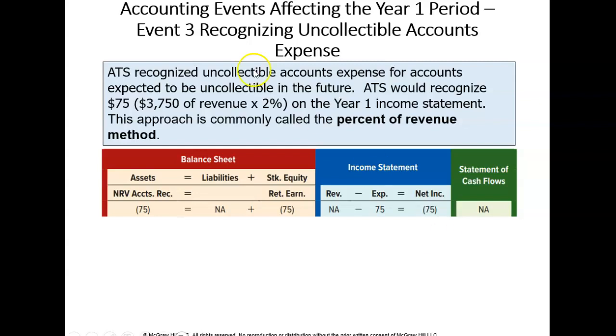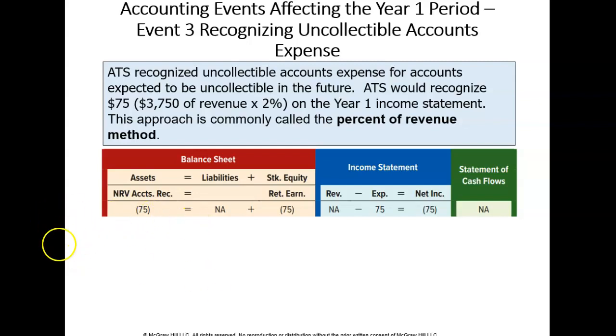Now, we're going to estimate that 2% of our revenue is going to become uncollectible. So the total revenue was $3,750. 2% of that is $75. So now we're going to make an entry. We're going to recognize what we call the allowance for doubtful accounts for that $75.